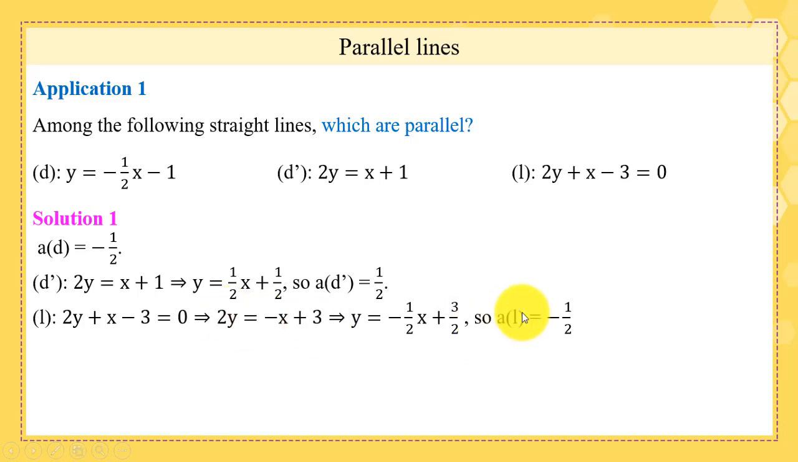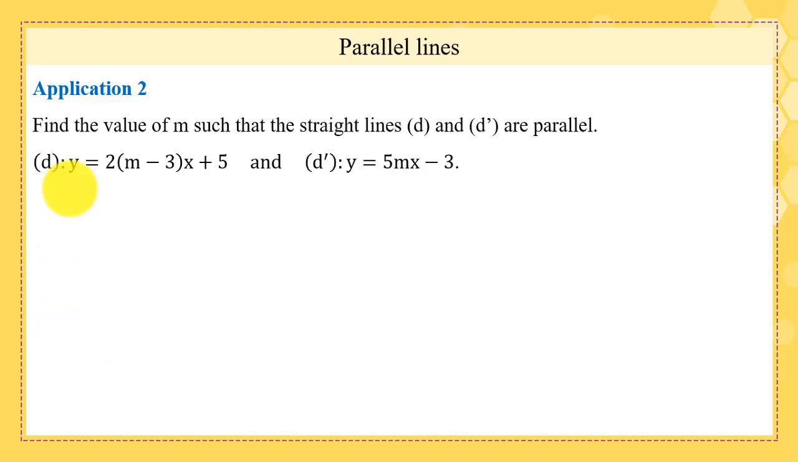The slope of the straight line L is equal to minus 1 over 2. As you notice, the slope of D is equal to the slope of L, which is equal to minus half. Then the straight line D is parallel to the straight line L. Also, the slope of straight line D isn't equal to the slope of the straight line D prime. So D and D prime aren't parallel. Also, D prime and L aren't parallel.